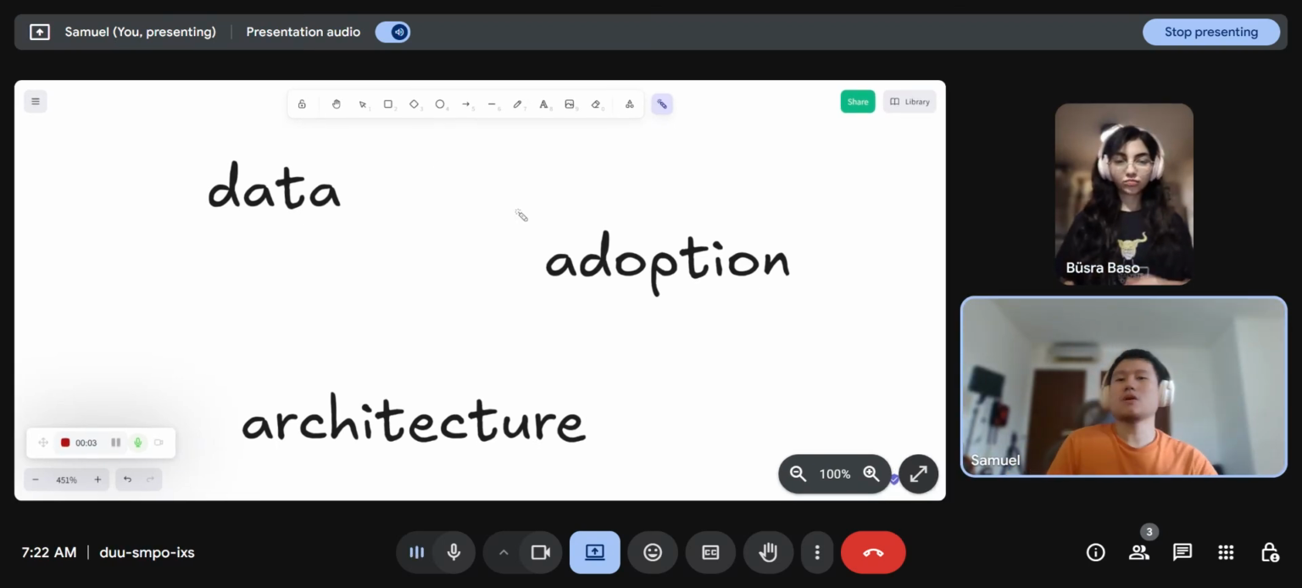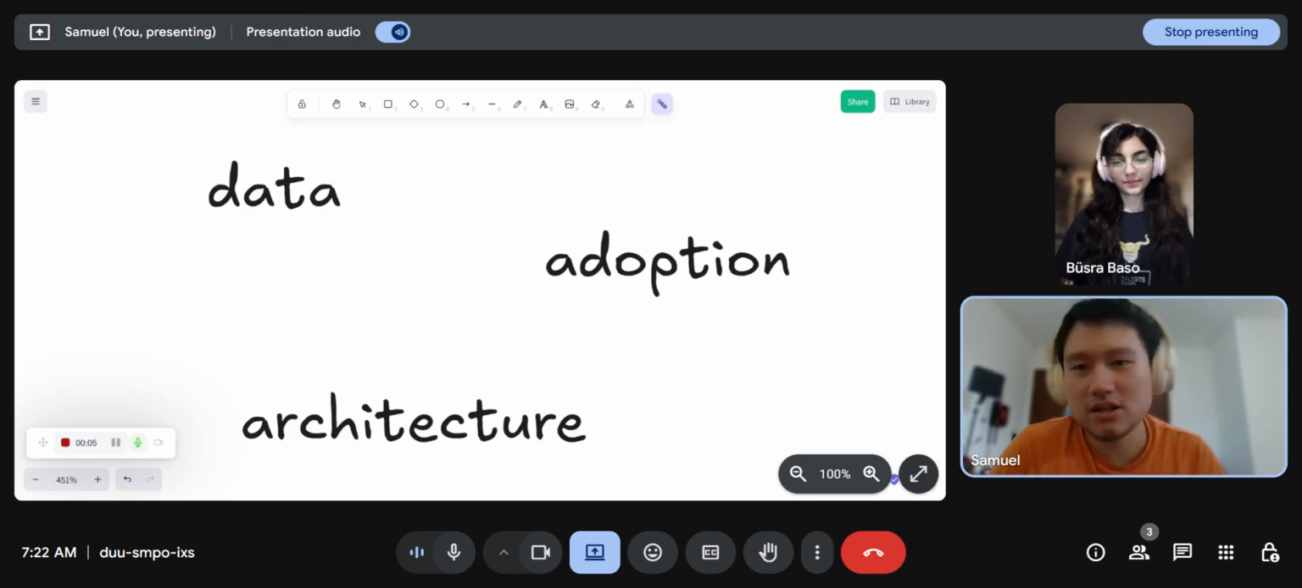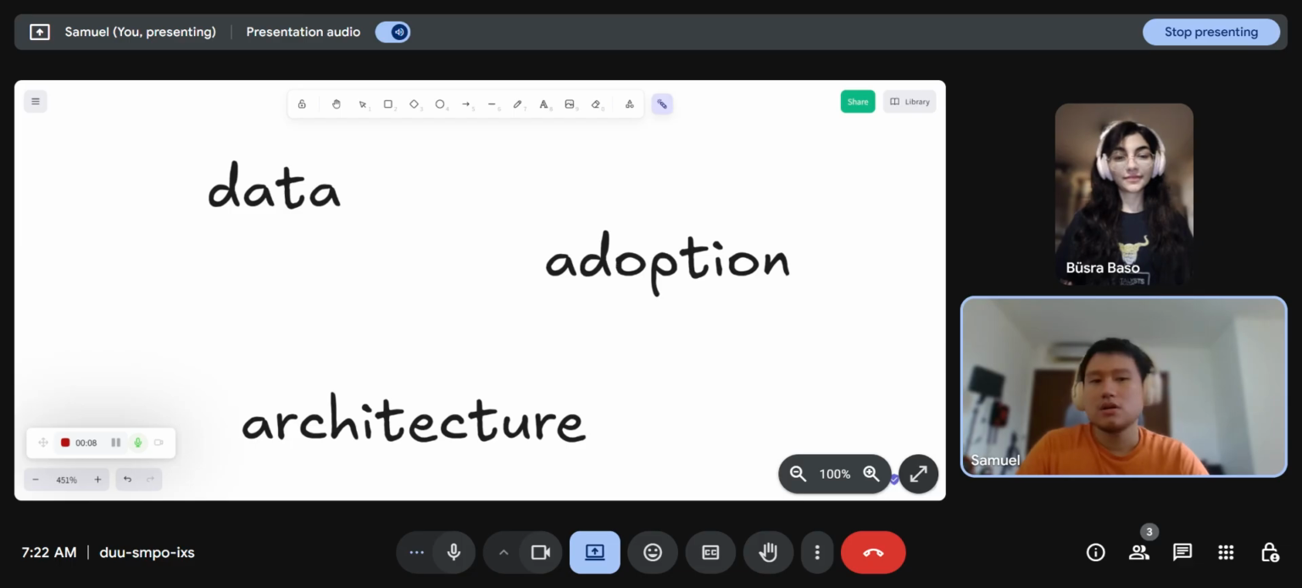All right. So, how can we make computer using agent possible? There are three aspects that we need to take into account: architecture, data, and adoption. Right now we have these LLM architectures, which are based on transformers. However, this is actually very limited.